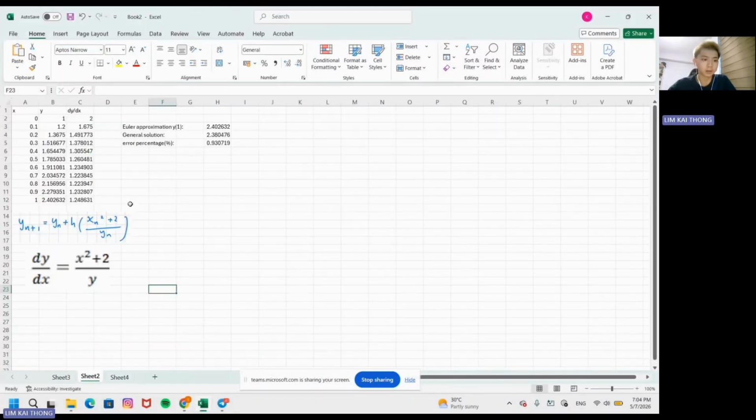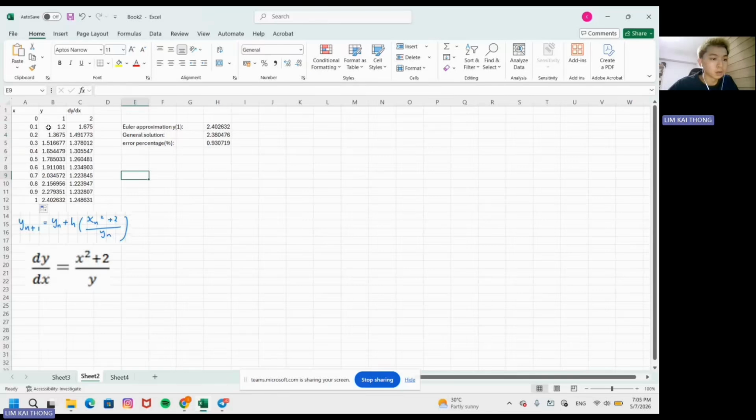For my Excel table, I'll have 3 columns, which are x, y, and dy/dx. From part A, I know that the initial values of x and y are 0 and 1, so I'll key in 0 and 1 in the first row. For the x value, I'm using step size equals 0.1, as a smaller step size means the approximate value is more accurate. So I will put in A2 plus 0.1, and I will drag it down until the value of x equals 1, since we are finding the approximate value of y1.